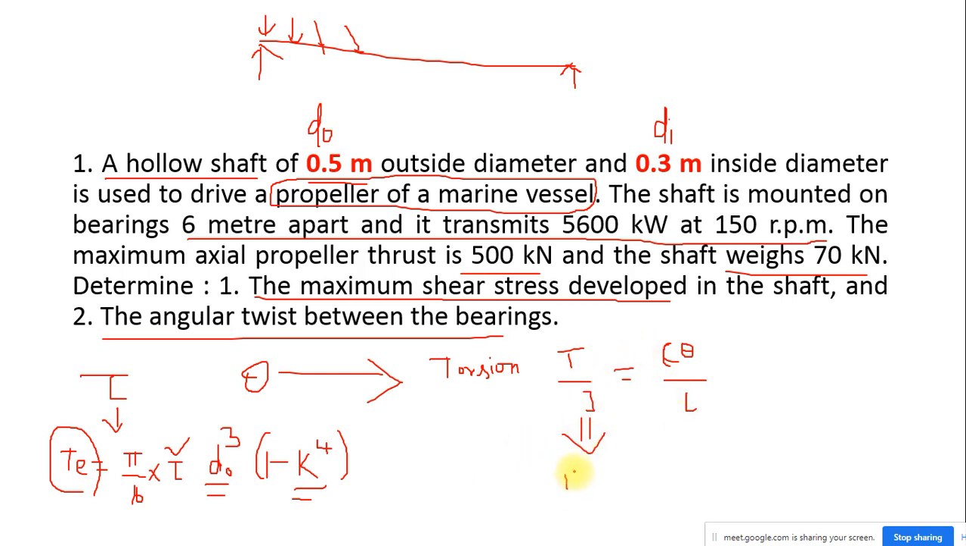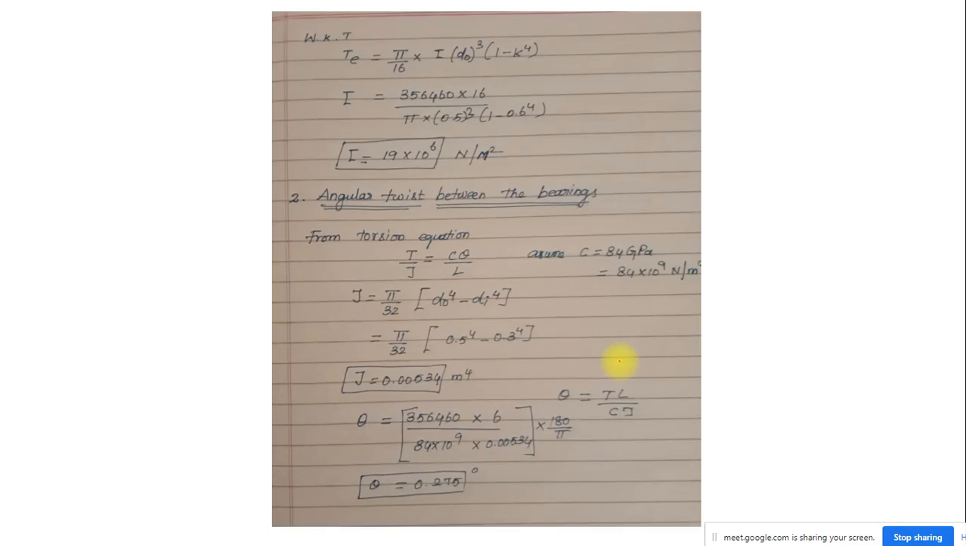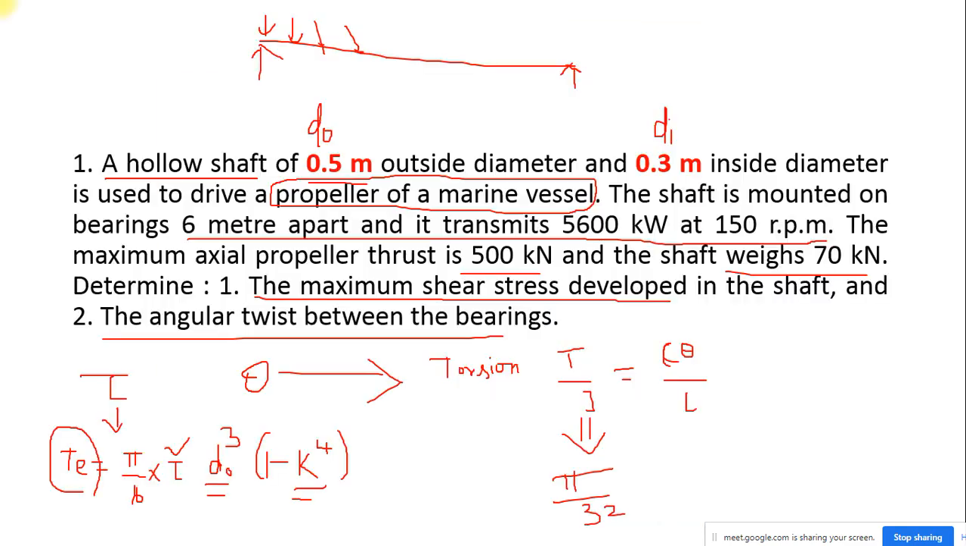So for J, I know the formula. What is the formula for J? Being a hollow shaft, the formula for J also varies: pi by 32 into D naught power 4 minus Di power 4. Now I know the value of D naught, the value of Di, and the length, so I can find T. If the C value is not given, I can assume the modulus of rigidity as 84 megapascal, and find the unknown theta value.